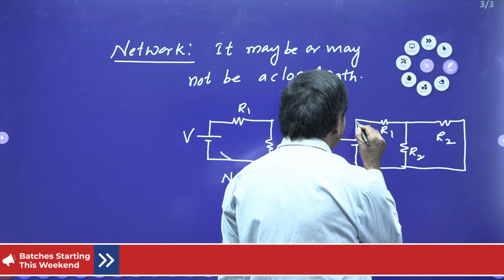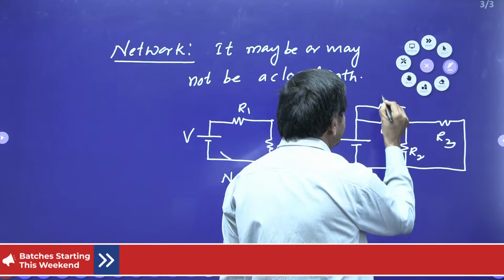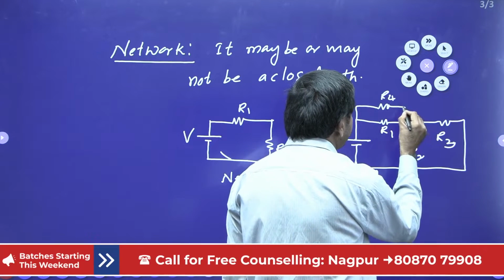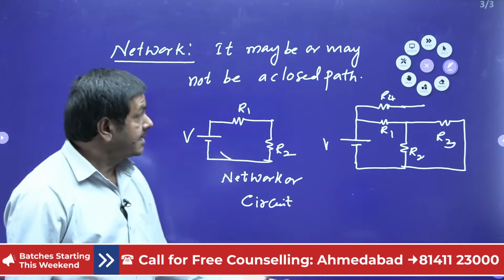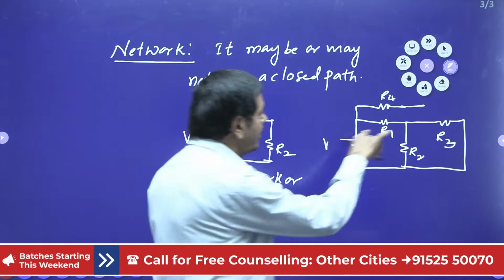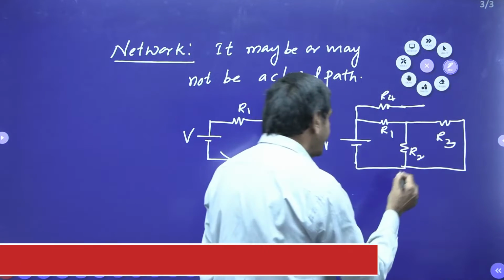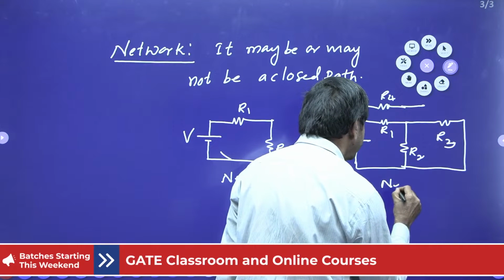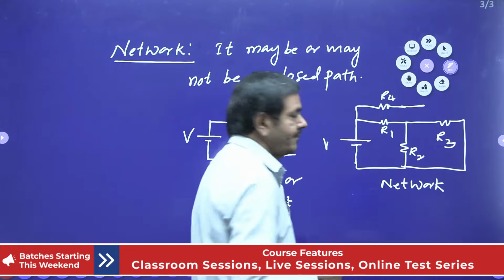But on the side, I connected the resistance R4, but I didn't connect further. I stopped there only now. Yes, it may or may not be a closed path. Here a closed path is there, here a closed path is there, here we don't have any closed path. So it can also be called a network only.